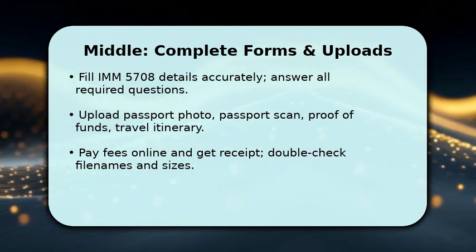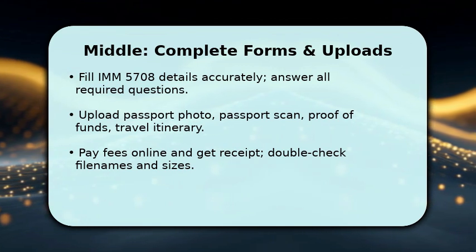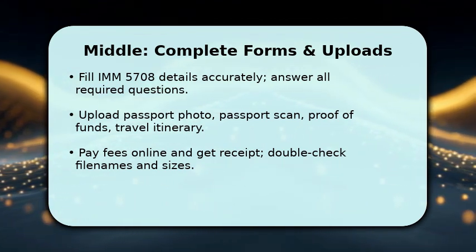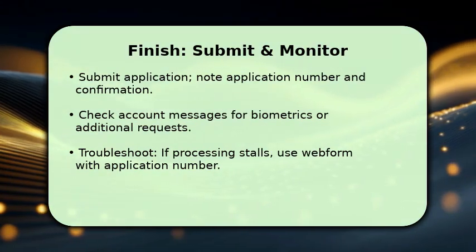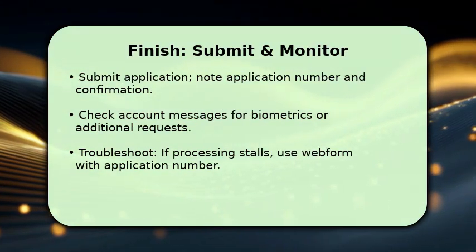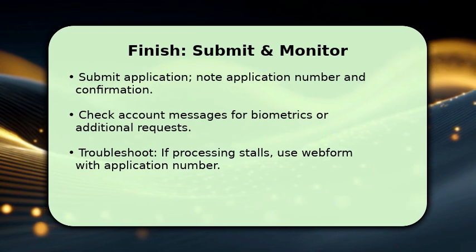When prompted, pay the visitor record fee online and save the receipt. Attach the receipt to your application and submit the application, and immediately record the application number and confirmation. This is your proof and tracking key.